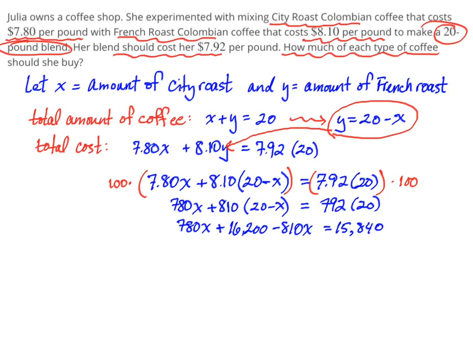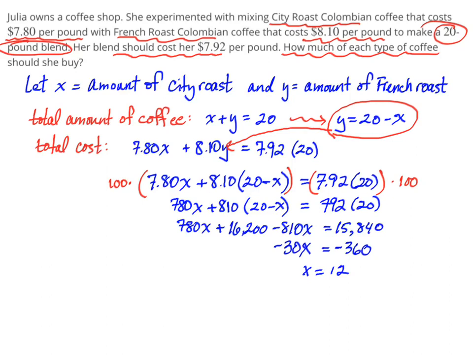All right, so now if I combine the like terms on the left, 780x minus 810x, that will give me negative 30x, right? But I also want to subtract that 16,200 from both sides. So on the left side, I'll get negative 30x. On the right, I get negative 360. And now I just need to divide both sides by negative 30, and I will get x is equal to positive 12.